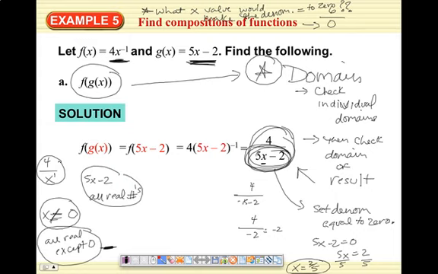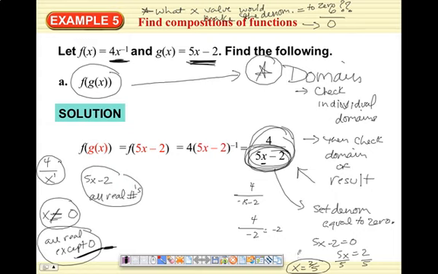2/5 makes this whole denominator equal 0, which means x cannot equal 2/5. So what can't x equal? Let's put all this together. X can't be 0 because it would make this 0. X could be anything here. X can't be 2/5. So what is your domain then?